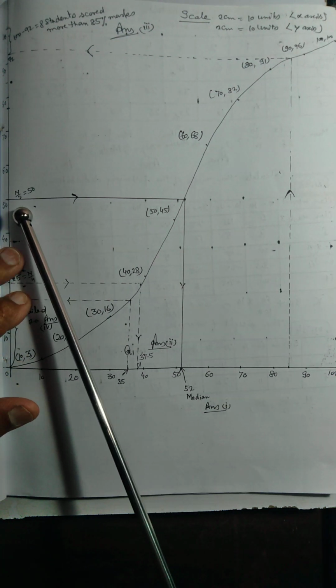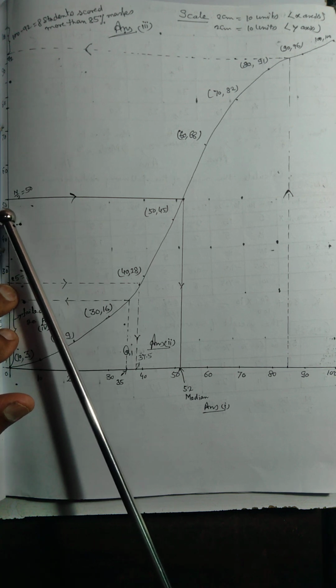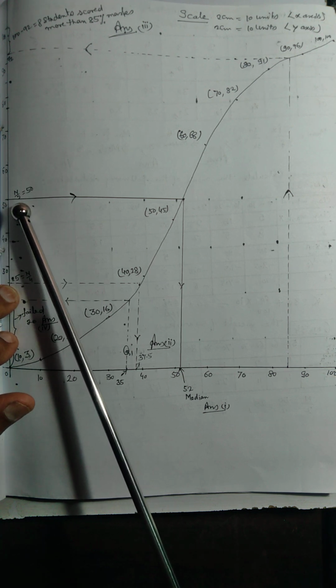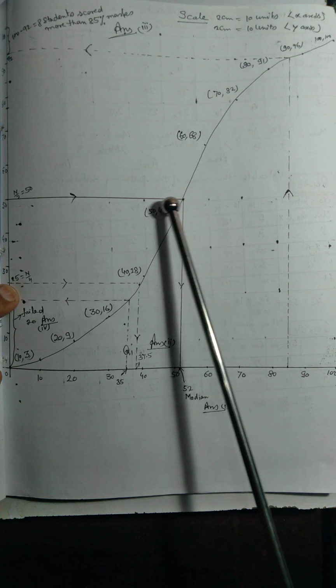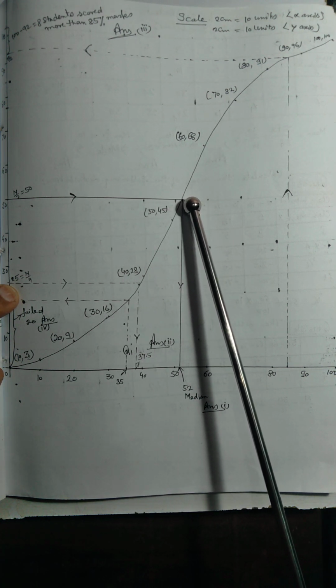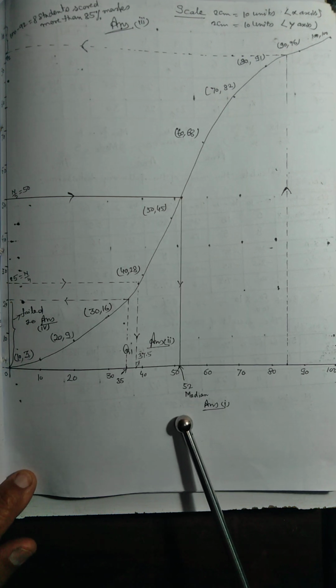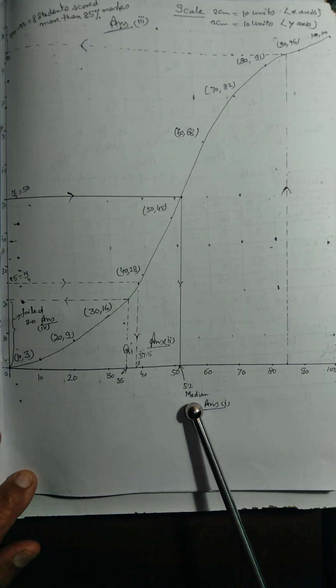So first of all, you see the median. How to estimate the median? n by 2, that is 50. From this point 50, draw a line parallel to the x-axis. At the intersecting point of the ogive curve, drop a perpendicular. So we will get median equal to 52.